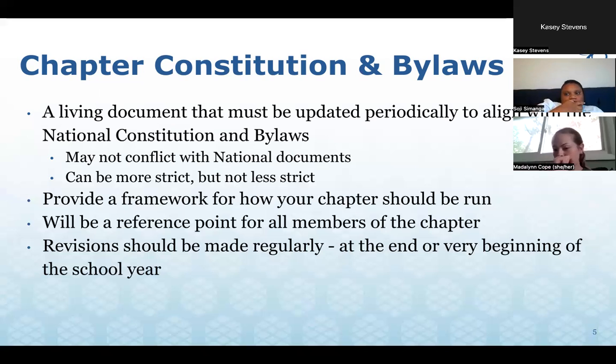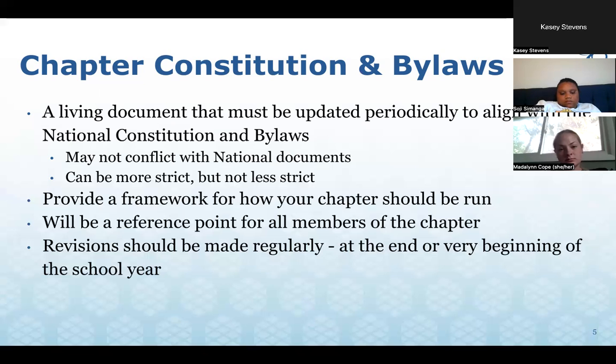The same can be said with our national constitution and bylaws. If you looked at the legislation we went through at convention, the vast majority of the amendments that were passed or proposed were to the bylaws, not the constitution, because the constitution should be that static stuff that shouldn't change, and the bylaws might change over time just with the needs of the sorority or your chapter. So your chapter constitution and bylaws should also be that reference point for all members of the chapter.